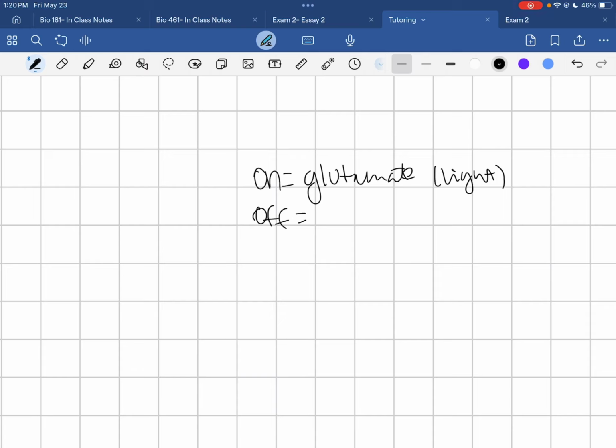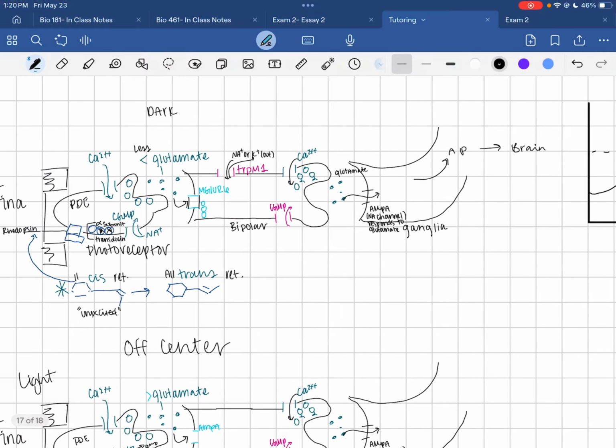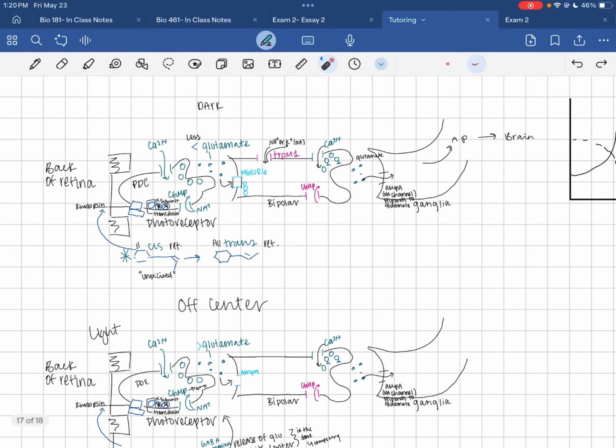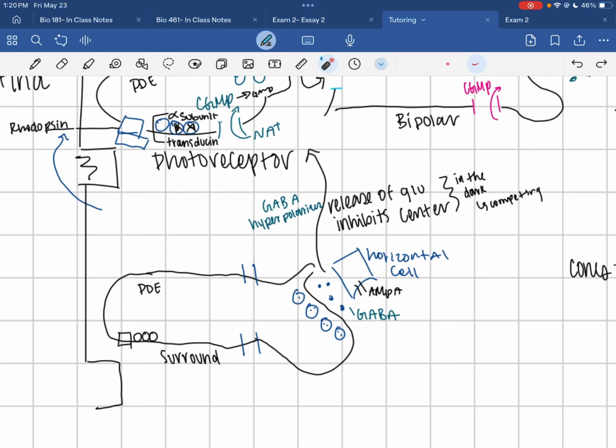And then off would be an increase in glutamate. So less glutamate, increase in glutamate. And this is in the dark. Because in the light right here, no, I was right. Okay. So right here, because we have no glutamate release, there's not supposed to be any right here. These close and they just don't open again.